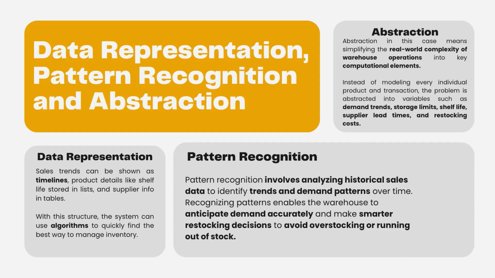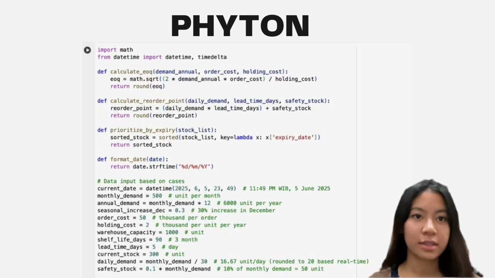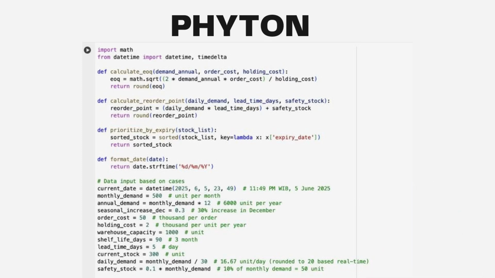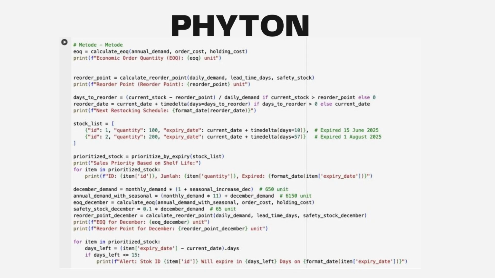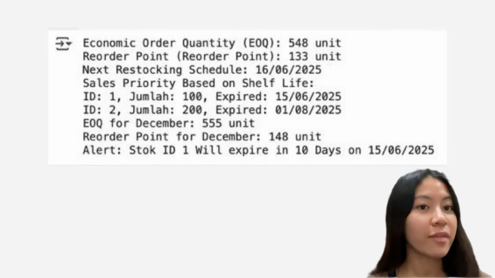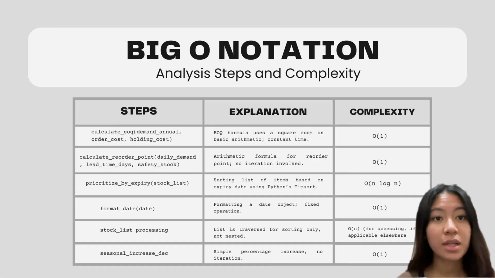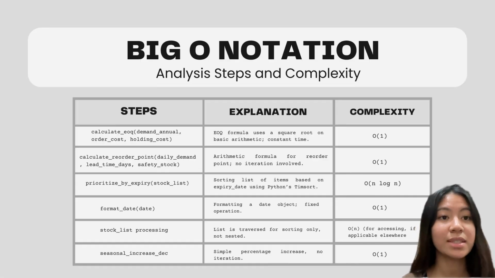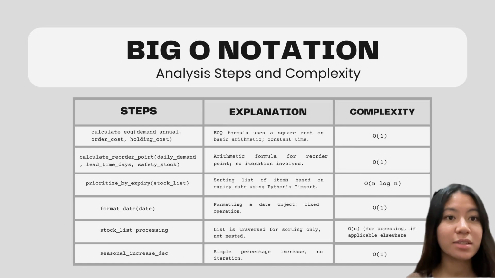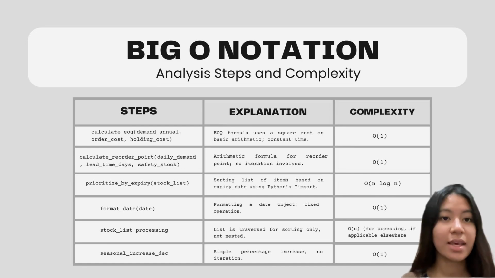Thank you. Here is the Python code that we conducted. And here's the result after we run it. First up, we have the EOQ calculation, which uses a simple math formula and runs in constant time, meaning it's always fast no matter the data size, and this is O(1). Similarly, the reorder point also uses a quick calculation with no loops, so it's also O(1).